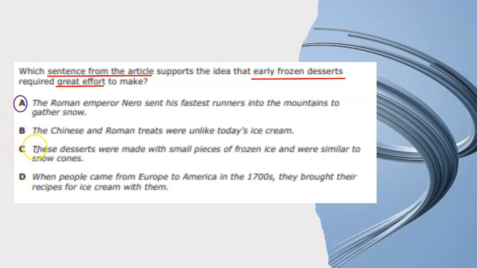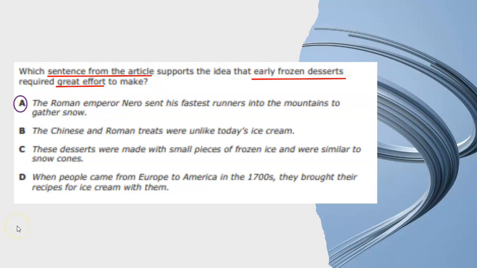Okay? The Chinese treats were unlike today's ice cream. That doesn't tell me anything about the effort it takes to make. The desserts were made with a small piece of frozen ice and were similar to snow cones. Well, I know a snow cone's easy to make. You just put ice in a cup and drizzle some syrup on it. And when people came to Europe, we already talked about that one. That one's close, but not quite as good as A. So I'm going to circle that and make that happen. All right. Now that we have this one answered pretty confidently, let's move on to another example.